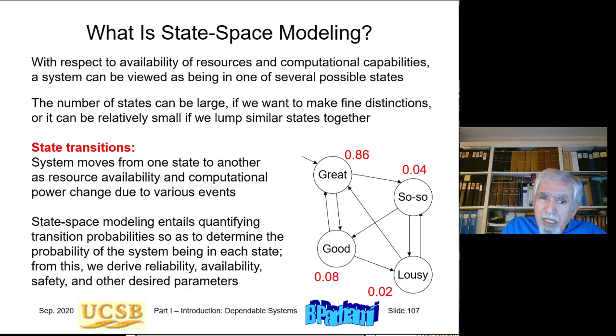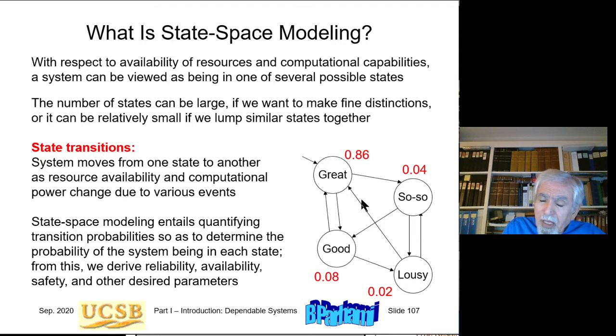So the system moves from one state to another as resource availability and computational power change due to various events. So the system may be operating in the great state, something happens, and it may go to the so-so state. Now, in the context of this course, some failure occurs, for example, something fails. Or it can go into the good state, which is a less serious failure. Well, when it's running in the good state, it can go into the lousy state, or it can go back. So some other failure occurs and the system gets even worse, or some improvement occurs, like something is repaired or replaced, and it goes from good back to great, and so on and so forth.